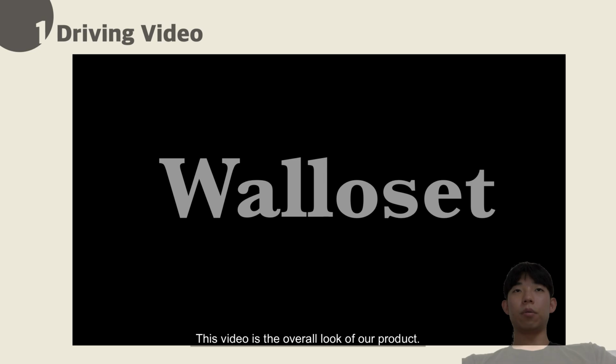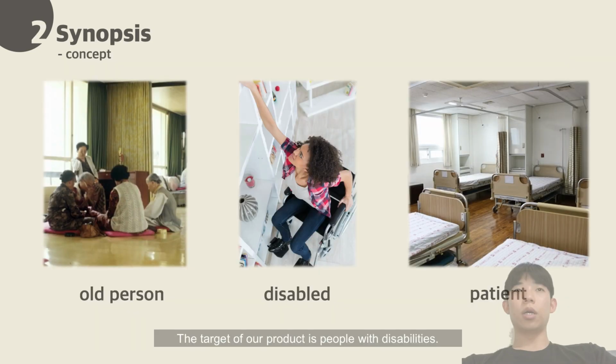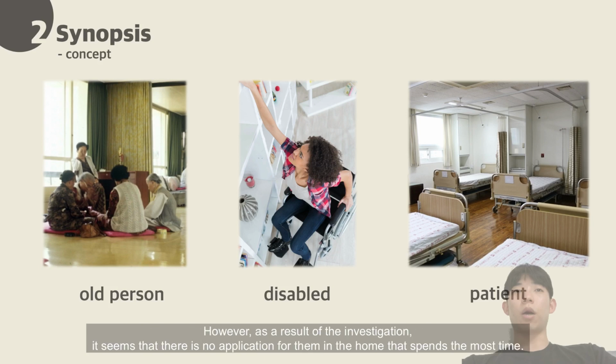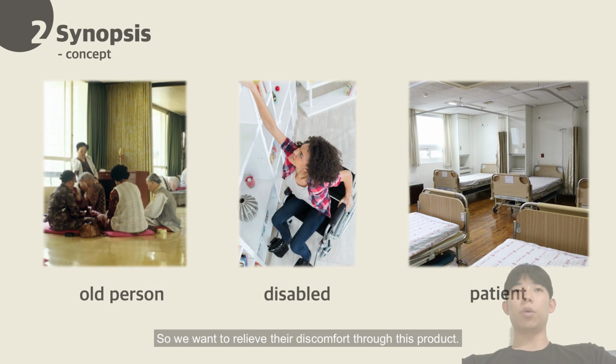This video is the overall look of our product. The target of our product is people with disabilities. Products for the disabled have already been developed, and socially, there are also many legal arrangements for these people. However, as a result of the investigation, it seems that there is no application for them in the home, where they spend the most time. So we want to relieve their discomfort through this product.